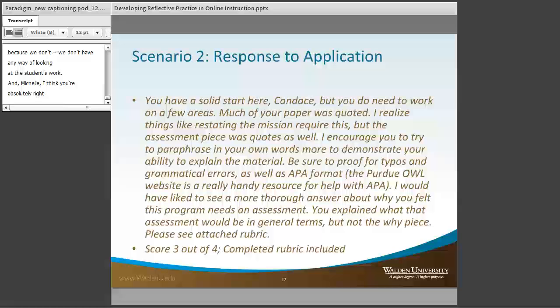This was an application assignment. And here's the response. And I'll read it. You have a solid start here, Candace, but you do need to work on a few areas. Much of your paper was quoted. I realize things like restating the mission require this, but the assessment piece was quotes as well. I encourage you to try to paraphrase in your own words more to demonstrate your ability to explain the material. Be sure to proof for typos and grammatical errors as well as APA format, and so on. I would have liked to see a more thorough answer about why you felt this program needs an assessment. You explained what that assessment would be in general terms, but not the why piece. And there was a completed rubric with a score of 3 out of 4.